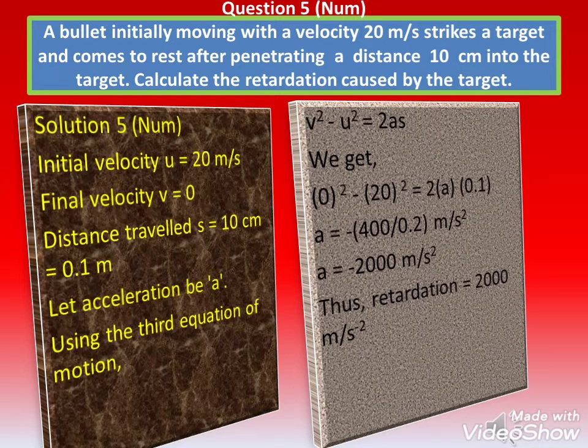Let acceleration be a. Then using the third equation, v square minus u square is equal to 2as. By substituting all these values, we will get acceleration is equal to minus 2000 meter per second square. Negative acceleration is called retardation. So we can take retardation is equal to 2000 meter per second square.